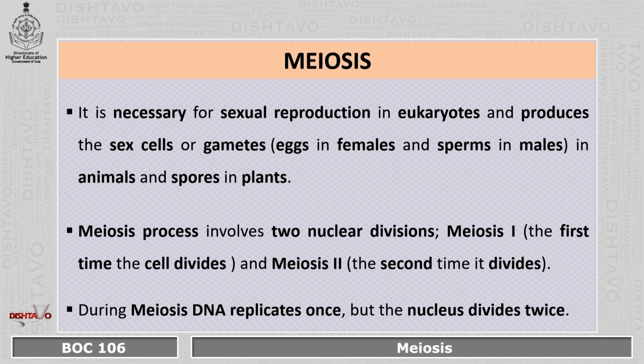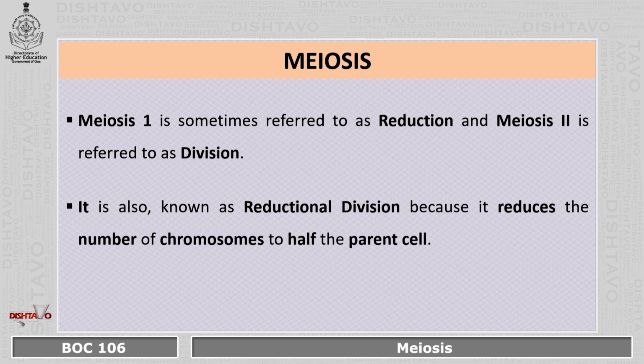The meiosis process involves two nuclear divisions: meiosis 1, the first time the cell divides, and meiosis 2, the second time it divides. During meiosis, DNA replicates once, but the nucleus divides twice. Meiosis 1 is sometimes referred to as reduction, and meiosis 2 is referred to as division. It is also known as reductional division because it reduces the number of chromosomes to half that of the parent cell.